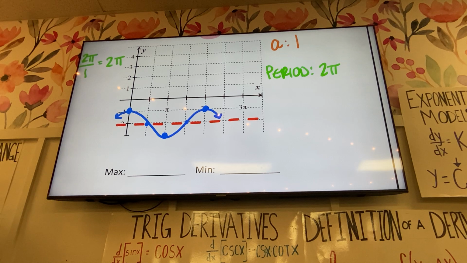So where would your maximum be at? -1. And where would the min be at? -3. And if you try to do this using the amplitude, the midline's at -2 plus your amplitude of 1 would give you -1, or the midline minus the amplitude would give you -3.